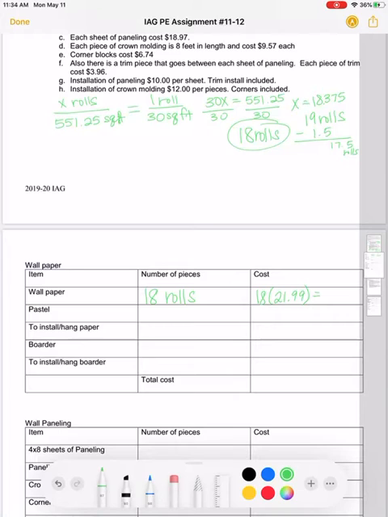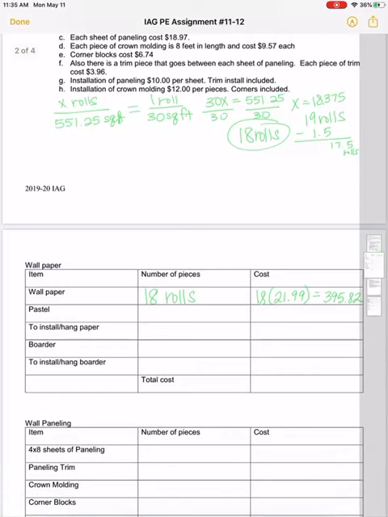sorry, I typed that in wrong. Don't make a calculator mistake. That will end up costing you points. Times $21.99, not $2.99. That's wrong. 18 times $21.99. There you go. It's going to cost me $395.82 for wallpaper. Okay, so that part's done.